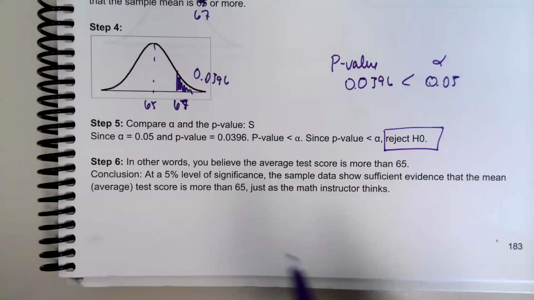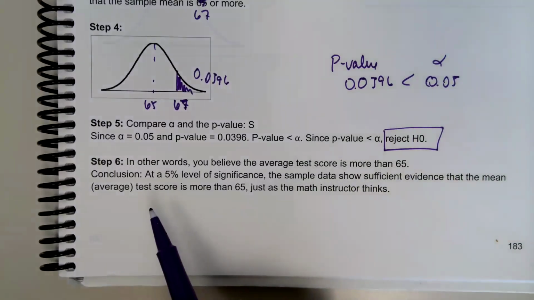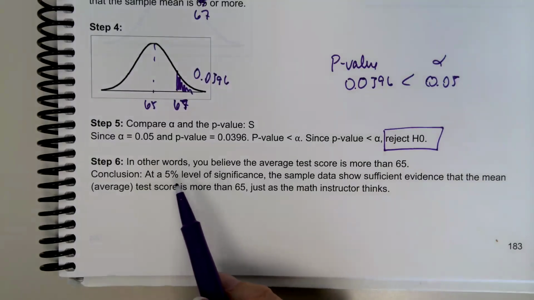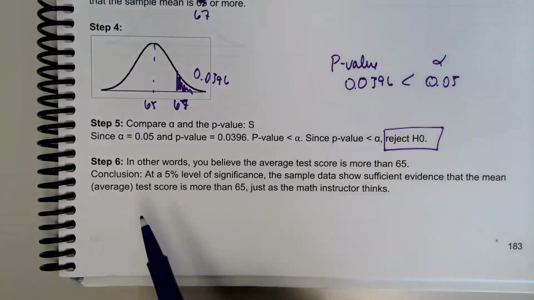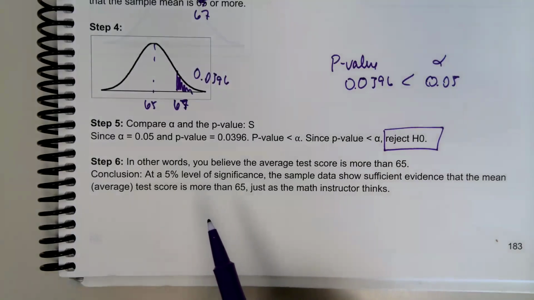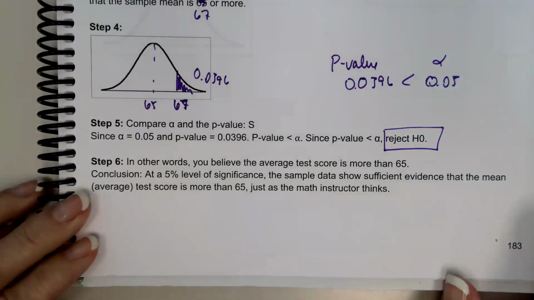In other words, you believe the average test score is more than 65. So our conclusion is, at a 5% level of significance, the sample data shows sufficient evidence that the mean average test score is more than 65, just as the math instructor thinks.